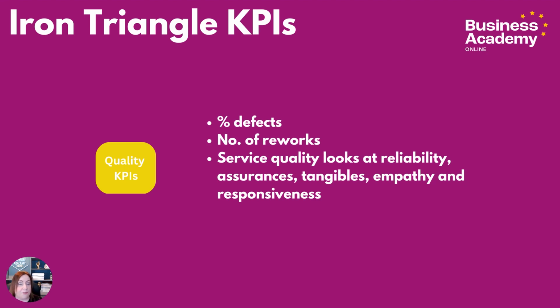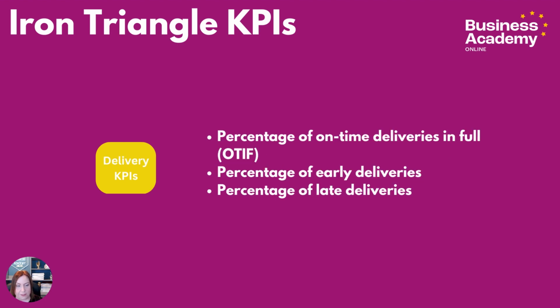Some performance metrics for quality: percentage defects, the number of reworks, and the service quality, sometimes referred to as the ServQual model, which looks at reliability, the assurance of competence, the tangible evidence it's done, empathy and responsiveness, otherwise known as RATER if you take the first letter from each one. These are things that we can measure and trade off against the other areas. In terms of delivery metrics, we've got percentage of on-time deliveries in full, OTIF, and percentage of early or late deliveries as well, which are things that we can look at to measure our supplier.